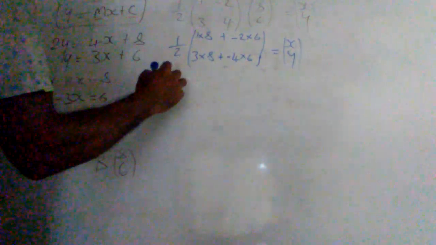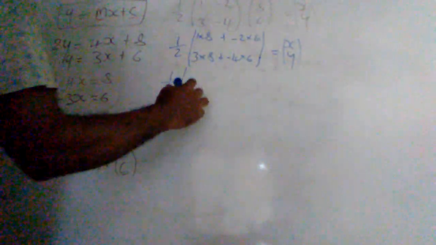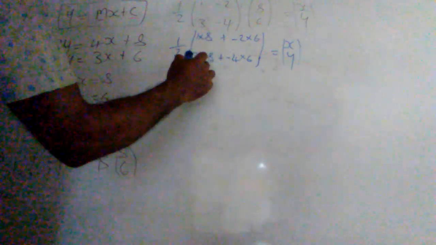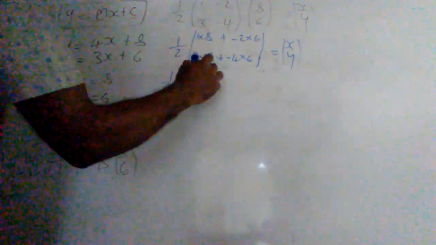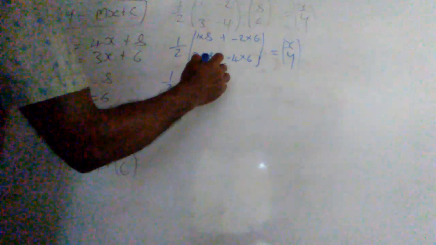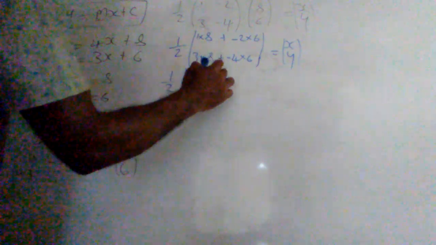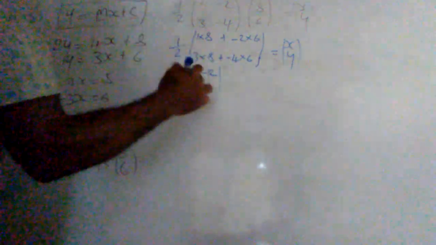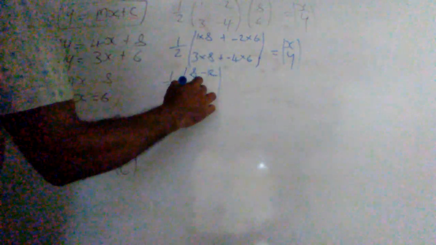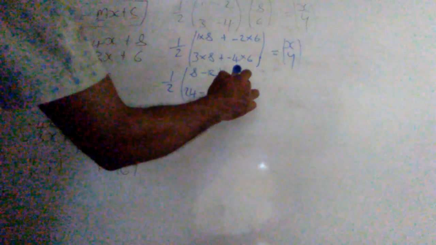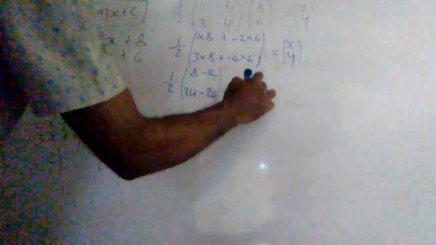So we'll keep the scale factor, and we will just have this: 8 plus, 8 minus 12, and we'll have 24 minus 24. Equal x, y.